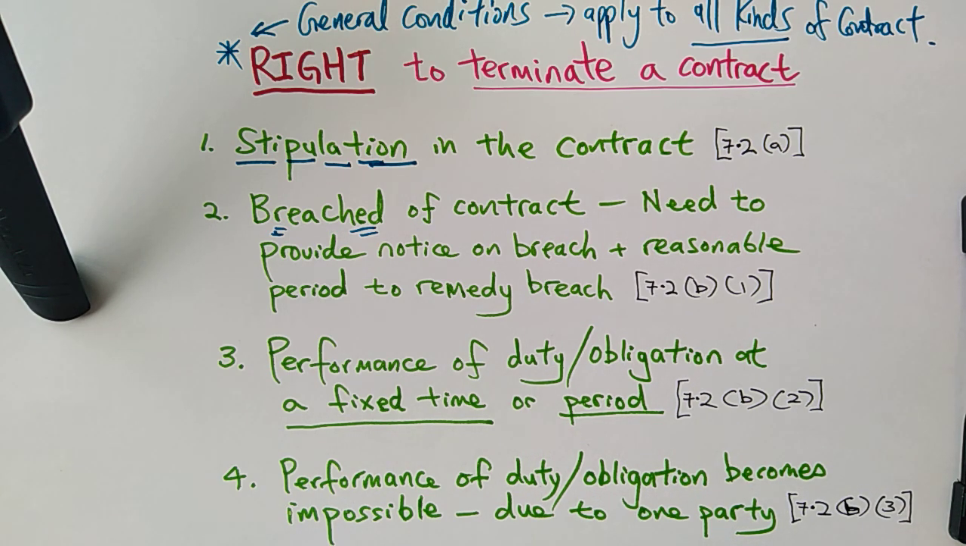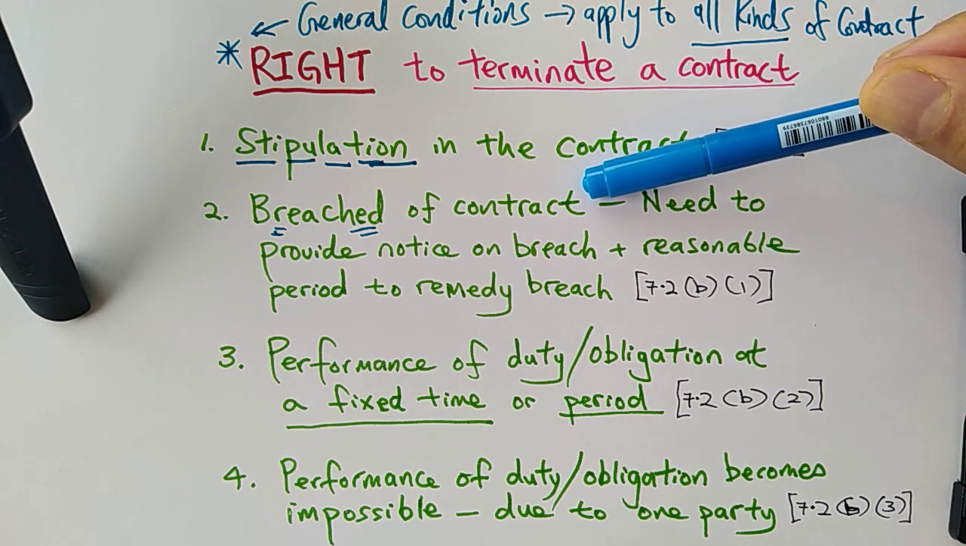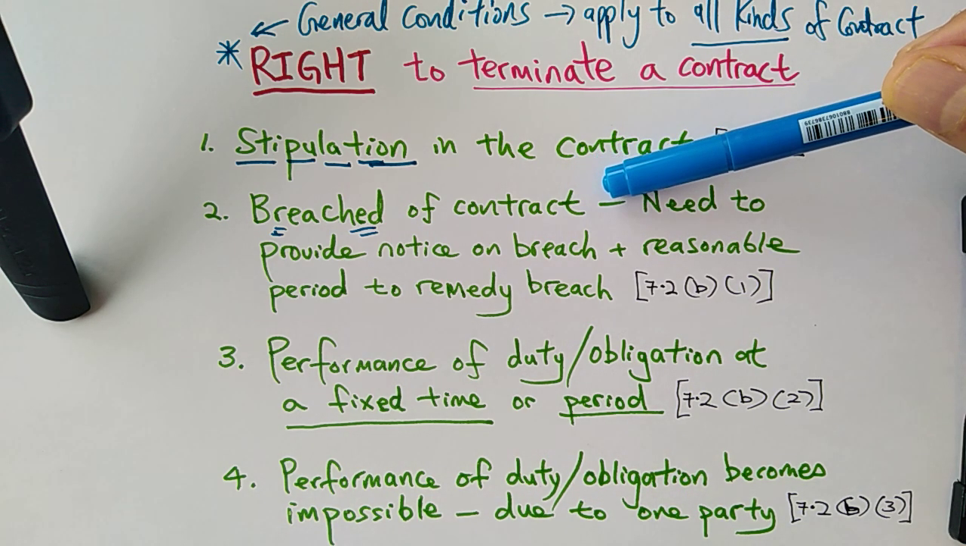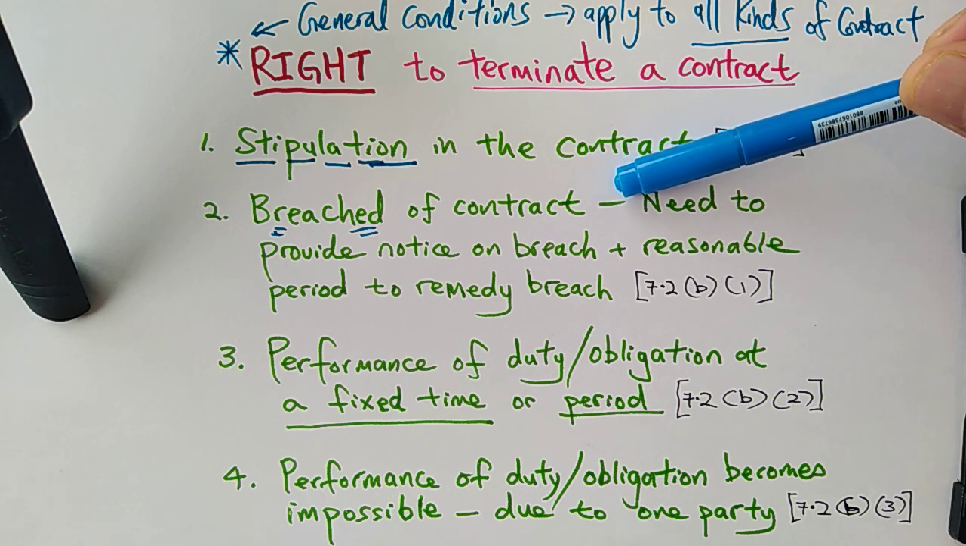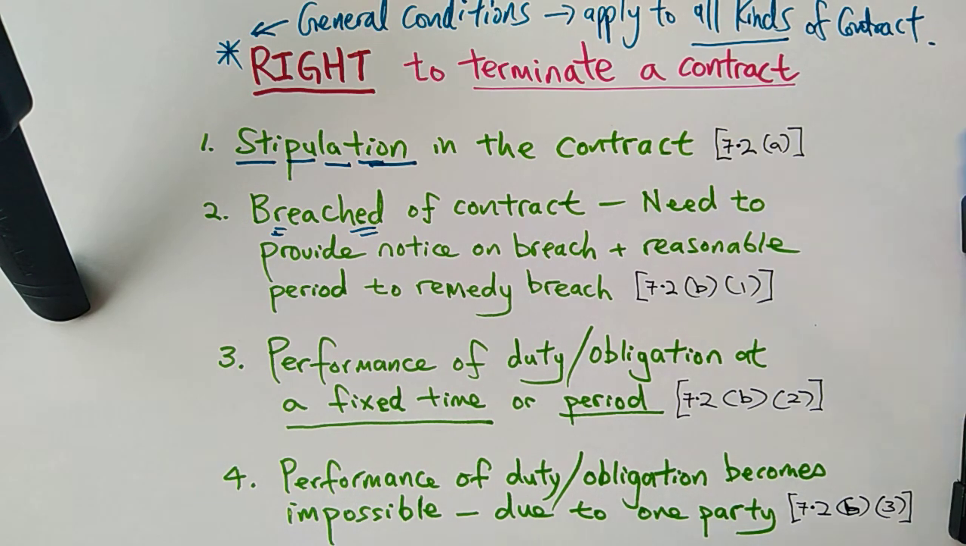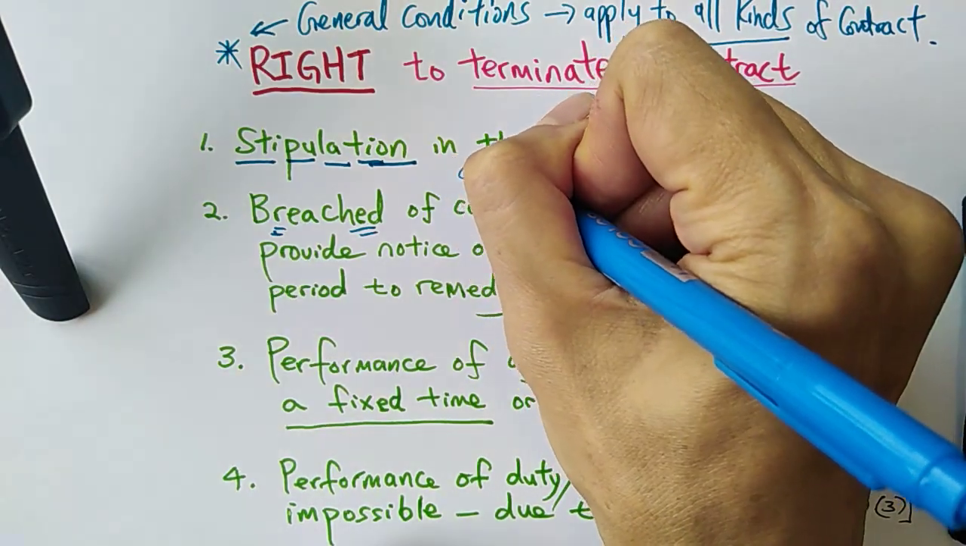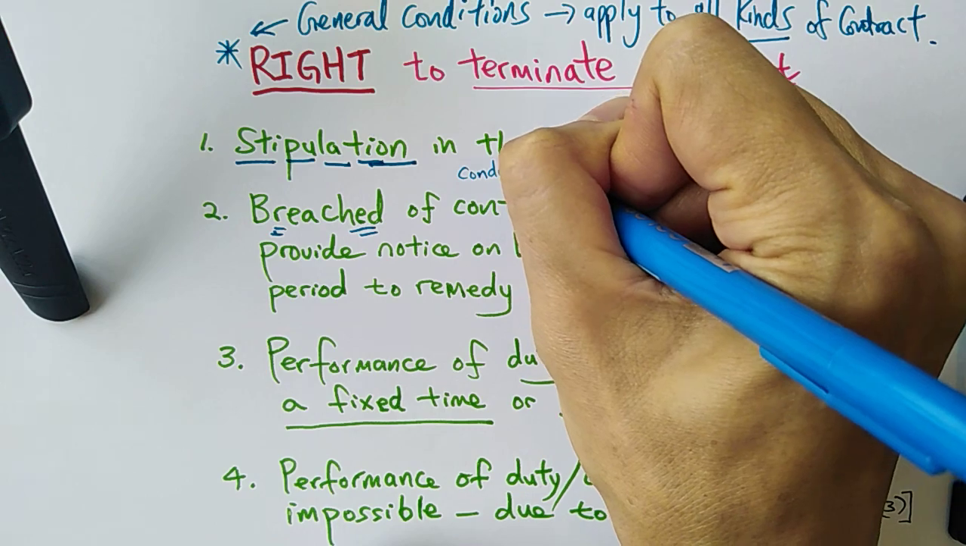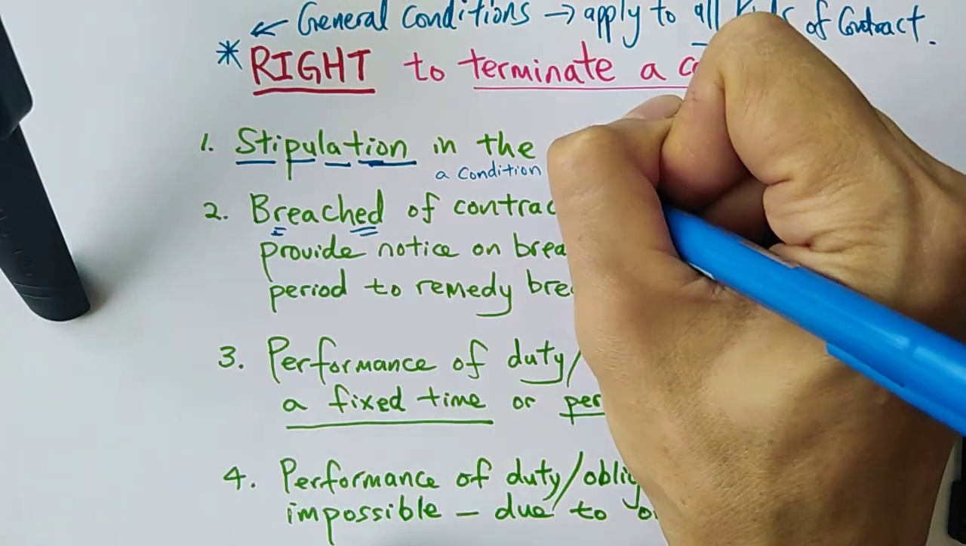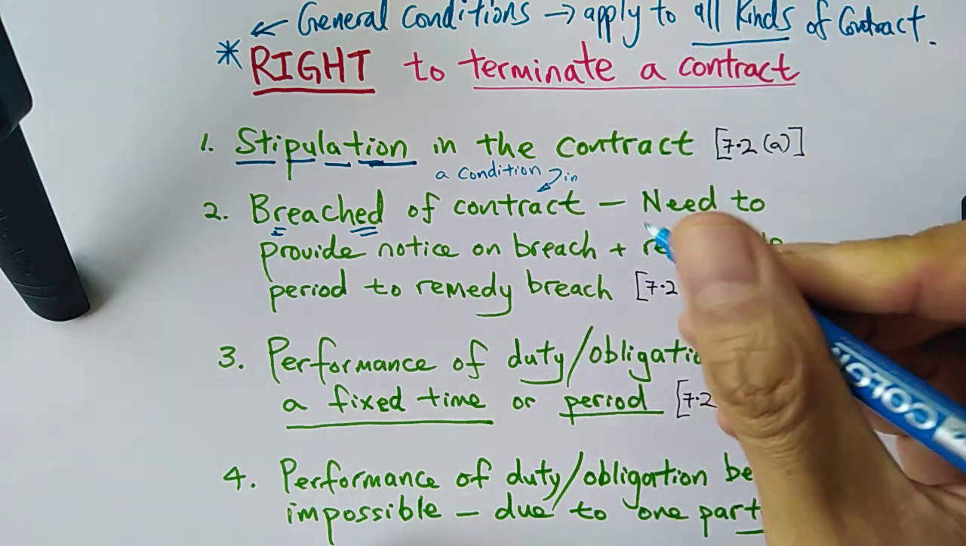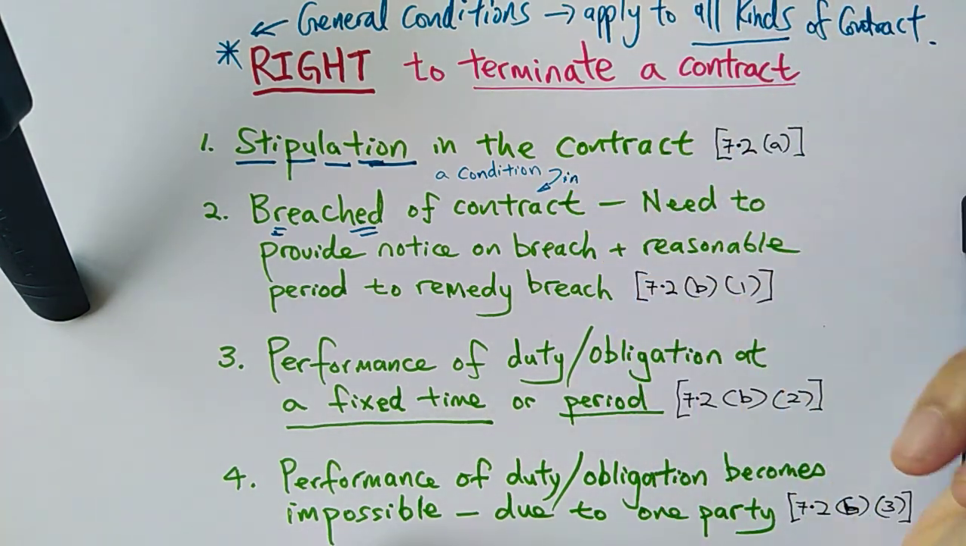Now, when that happens, breach of contract, to be more specific, actually means breach of a condition in the contract. That is what it specifically means. In detail, it means breach of a condition in the contract. Right here, condition.